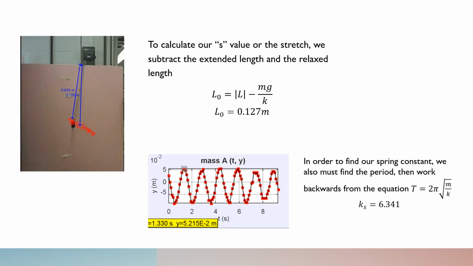So for our next slide, we calculate our stretched length by subtracting the relaxed length from the extended length. So we use F equals ma to determine this, and our relaxed length is 0.127 meters. And then to find our spring constant, we work backwards by using the equation for period, T equals 2 pi square root m over k.